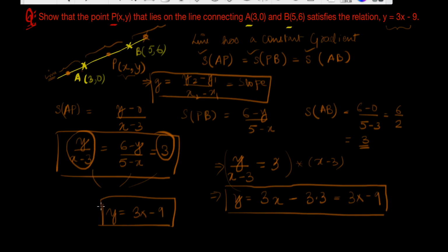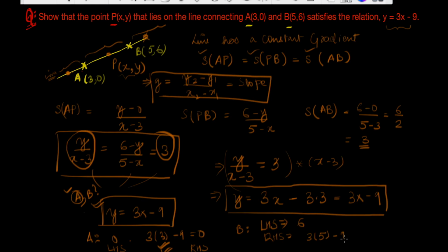Now let us see if this relation is satisfied by A and B. So for A, we have, well, y is 0, and x is 3 times 3 minus 9, which is 0. So LHS equals RHS, and hence A satisfies this relation. So A does satisfy this relation. What about B? For B, the left-hand side turns out to be, well, 6, and the right-hand side turns out to be 3 times 5 minus 9, which is 15 minus 9, which is 6. So even in the case of B, the LHS equals RHS.